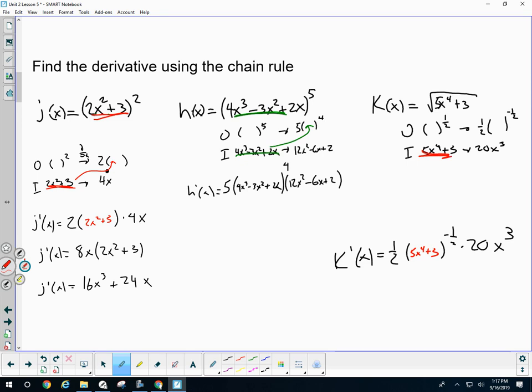This is not as important because we don't have an addition or a subtraction of something, so I don't need parentheses here. However, it is important to realize that we have a product of 3 things: 1/2 times this times this. The commutative property of multiplication says I can multiply any of these in any order. I can take this 1/2 and multiply it by the 20x cubed. It is very easy to simplify this. You would be expected to know how to simplify this. 1/2 times the 20x cubed gives me 10x cubed. In the denominator, I can write the 5x to the fourth plus 3 rooted.